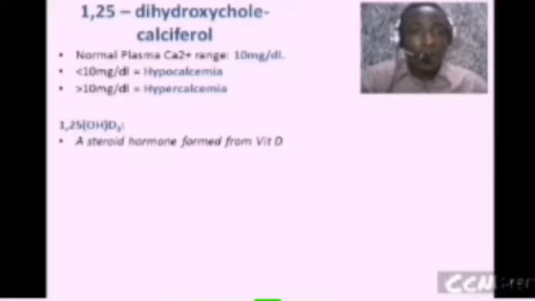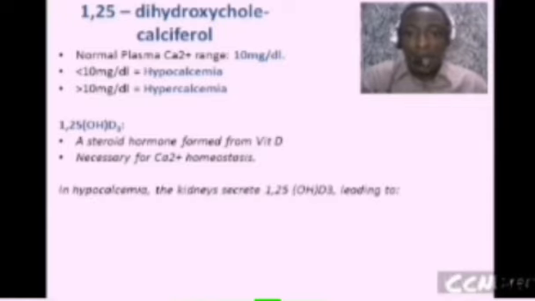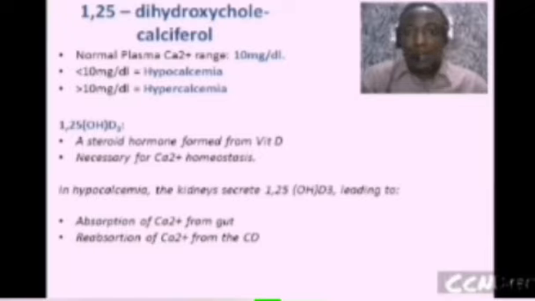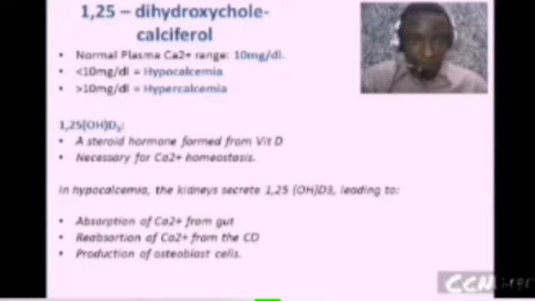1,25-dihydroxycholecalciferol is a steroid hormone formed from vitamin D. It is necessary for calcium homeostasis, or bone mineralization, if you like. In hypocalcemia, the kidney secretes 1,25-dihydroxycholecalciferol, leading to absorption of calcium ions from the gut, GIT, the intestine in particular, and the reabsorption of calcium ions from the collecting ducts. It also leads to production of osteoblast cells. Osteoblast cells favor calcium ion release into the blood.